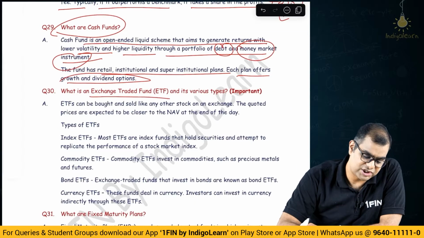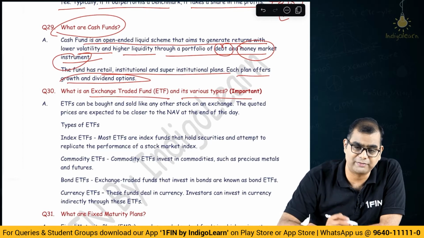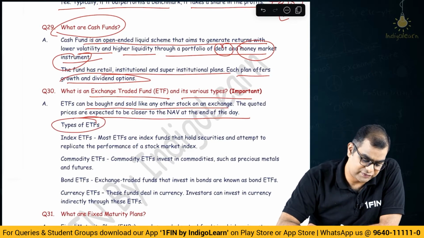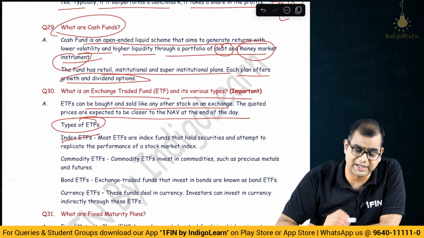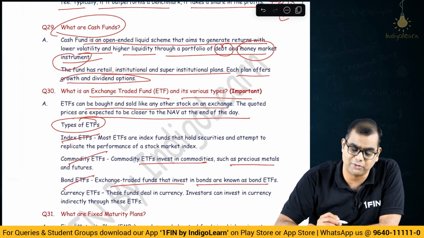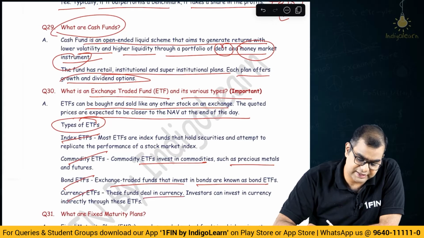Okay. What is an exchange traded fund and what are its types? This is one important thing. An exchange traded fund can be bought and sold like any other stock on a stock exchange. The quoted price is expected to be closer to the NAV at the end of the day. And types of ETFs: you have index ETFs, which I was telling you about. You can have Nifty index ETFs, and so on. Commodity ETFs invest in commodities such as precious metals. Bond ETFs invest in bonds. Currency ETFs deal in currency. Investors can invest in currency indirectly through these ETFs.